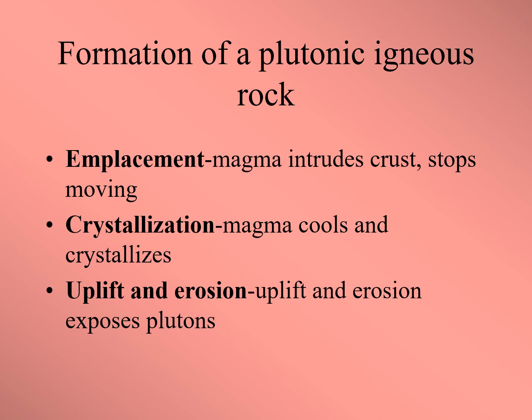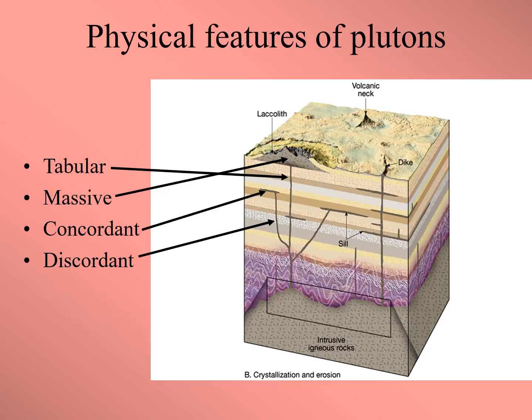So this slide's just kind of defining the three steps again. Emplacement is magma intruding and it stops moving. Then crystallization is that magma cooling and crystallizing. Uplift and erosion exposes the plutons. And some different physical features that we ascribe to plutons.